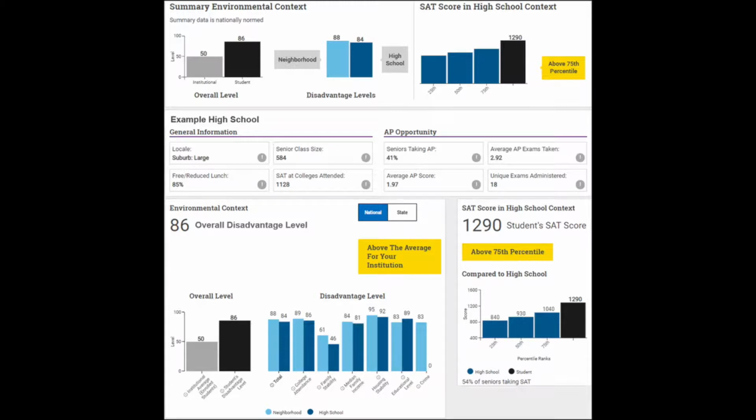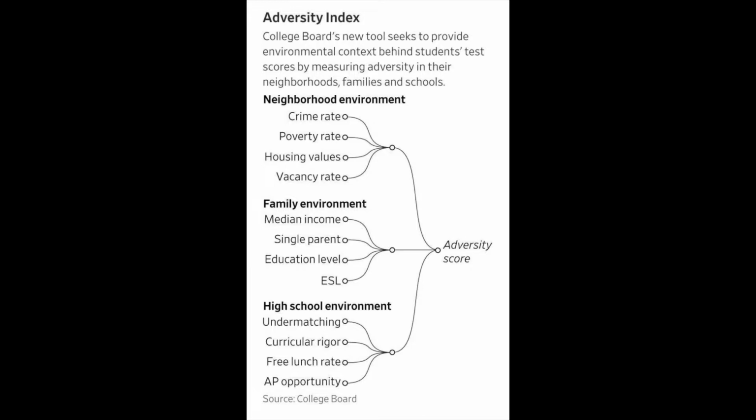So again, I'll go over this chart here. And before I do that, I'll pull this other one up that basically tells you that the SAT adversity index, as a part of the College Board's SAT, is broken up into three areas: neighborhood environment, which includes crime rate, poverty rate, housing values, and vacancy rate; the family environment, and that's going to be the median income, whether you're a part of a single parent household, your parents' education level, and whether you're an English second language student. And then you have your high school environment, and that'll be the undermatching, curricular rigor, the free and reduced lunch rate at your school, and how many AP opportunities, how many AP tests are taken amongst the student body there, because that says a lot about what resources are available.